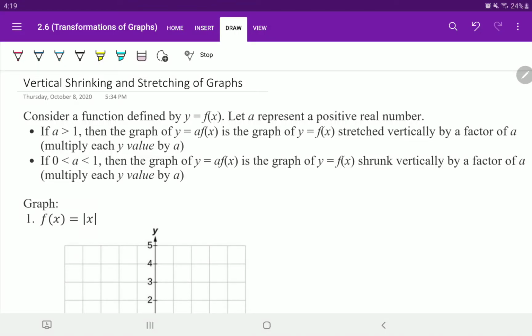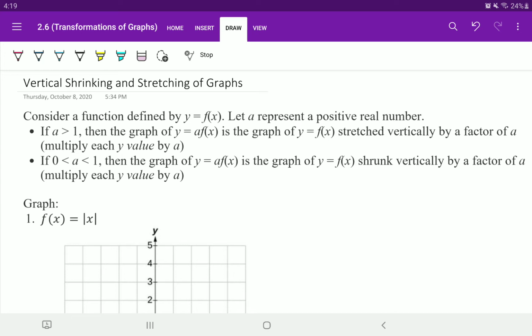Hello guys. In this video we're going to focus on vertical shrinks and vertical stretching of a graph. It says: consider the function defined by y equals f of x, and let a represent a positive real number. If a is a number greater than 1, then the graph of y equals a times f of x is the graph of y equals f of x stretched vertically by a factor of a. Basically, you're going to multiply each of those y values by a.